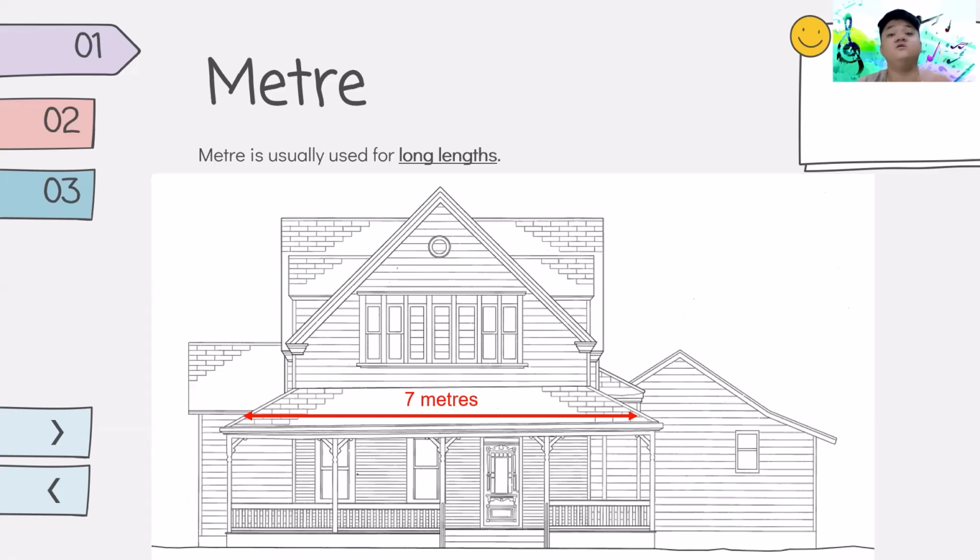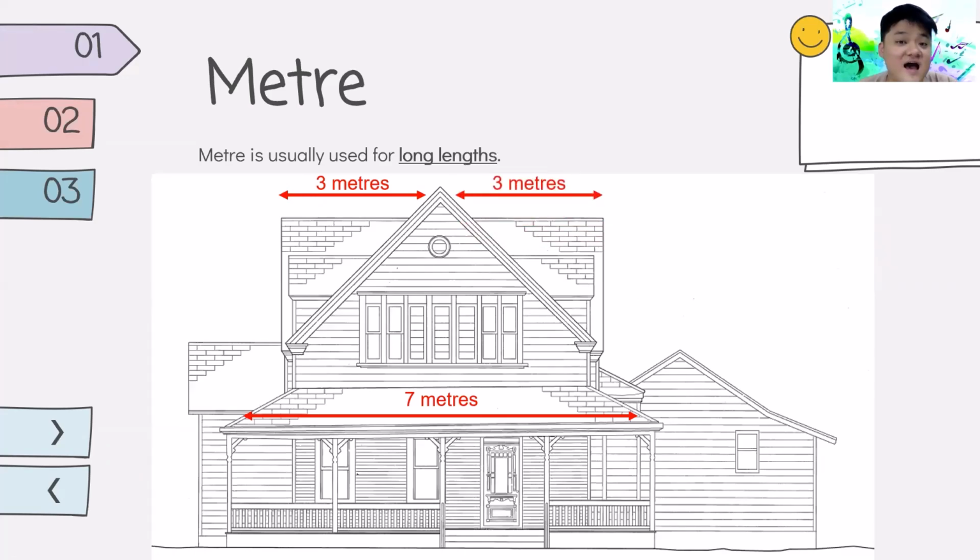So we also cannot use kilometer because kilometer is very long. So we use meter. Okay, it is not too long, it is not too short. So over here, the length of the ceiling here is 7 meters. 7 meters. And then the roof is 3 meters on the left and 3 meters on the right.